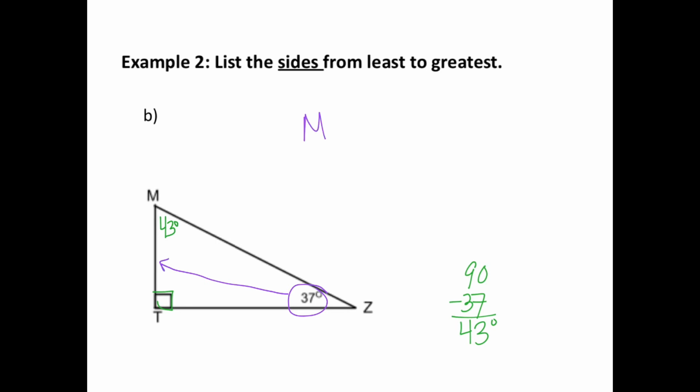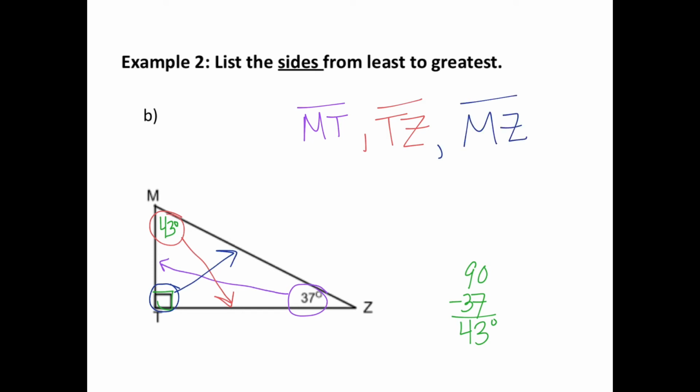So that will be side MT. And if you're calling it TM, I know I didn't mention this in the previous example, it doesn't matter if you label it MT or TM because it's just a segment in this case. And moving along then, angle M is opposite of side TZ. So that's the middle. And then last will be that right angle. Going opposite of that would be the hypotenuse.